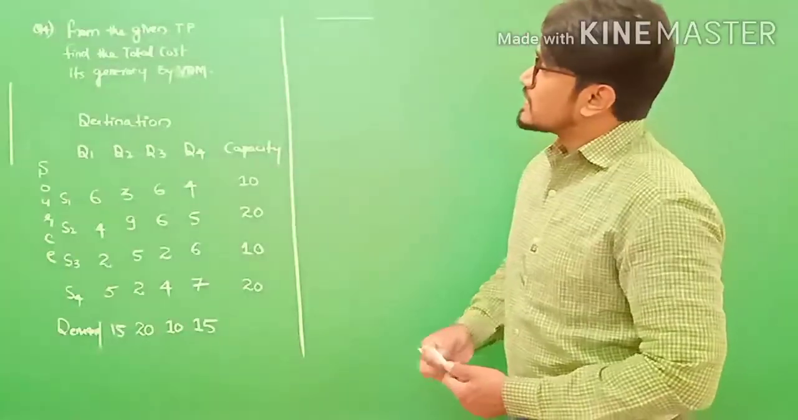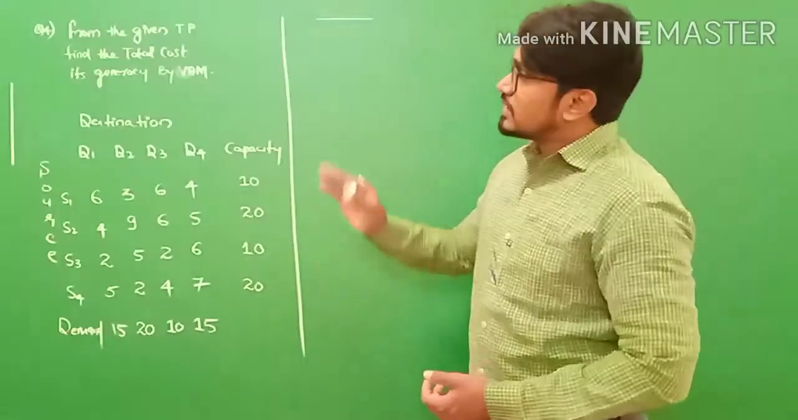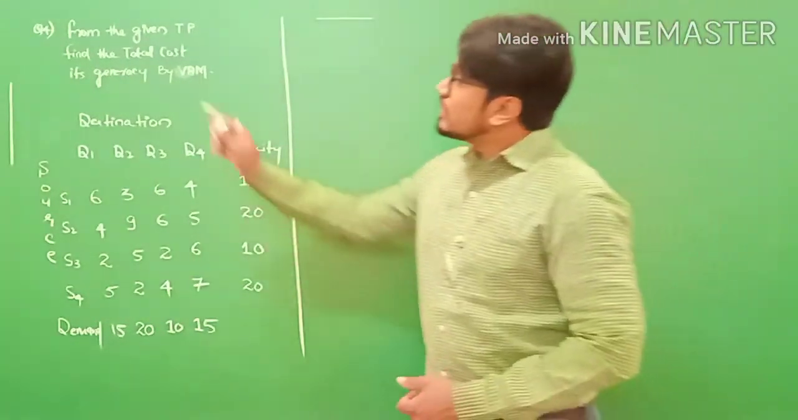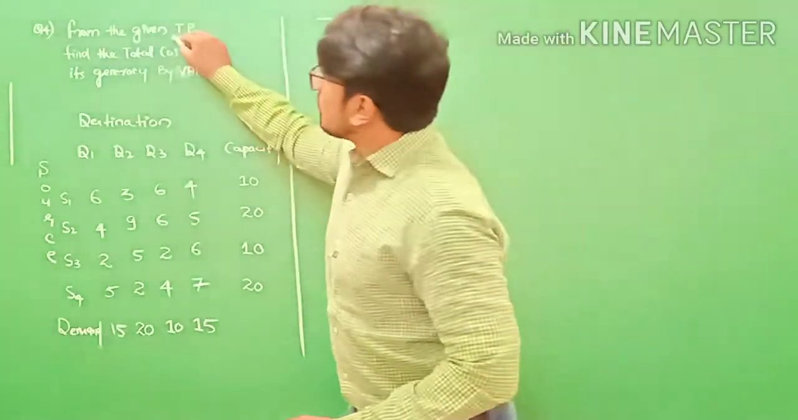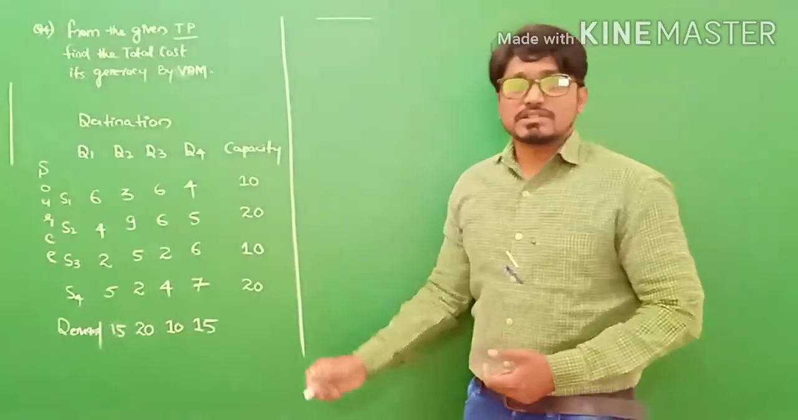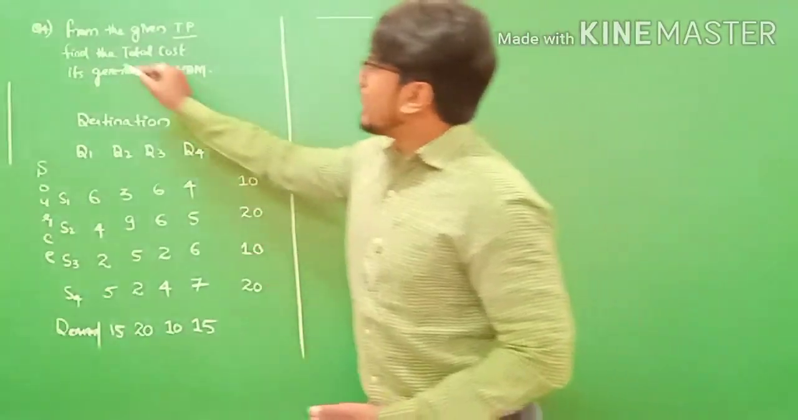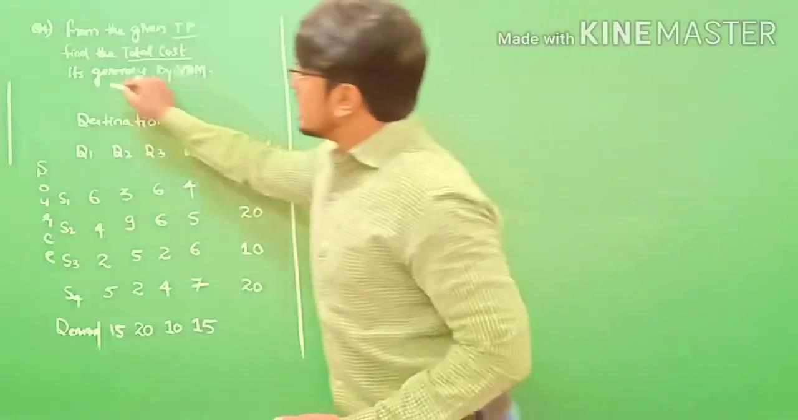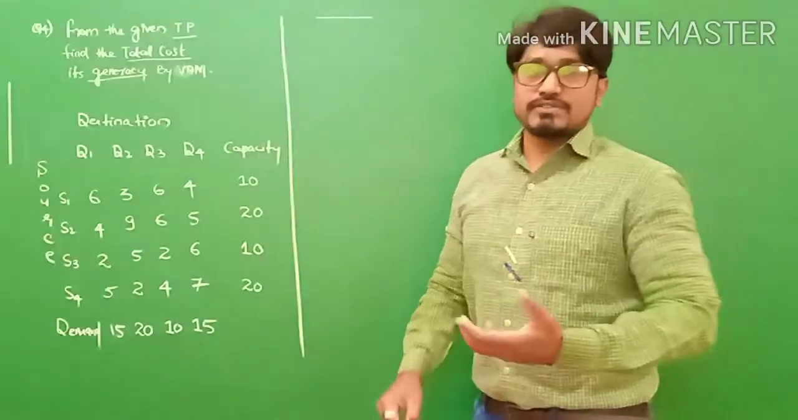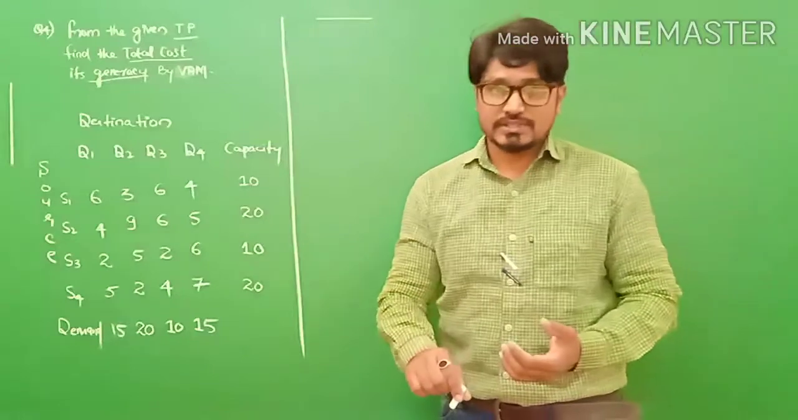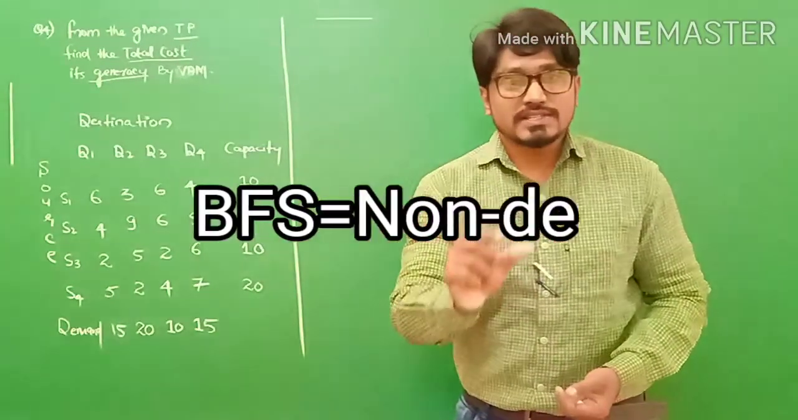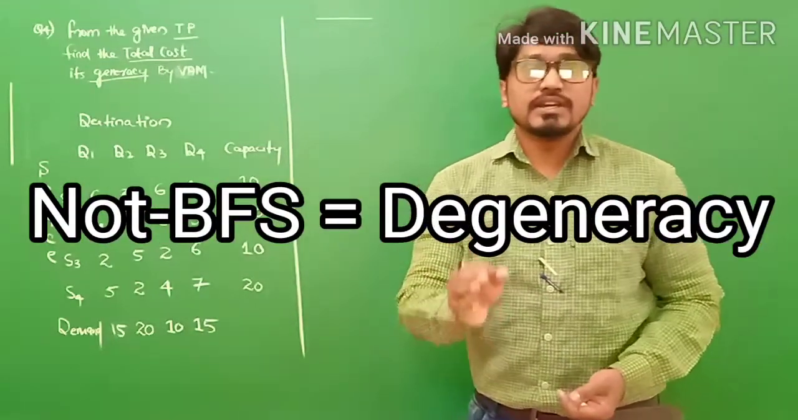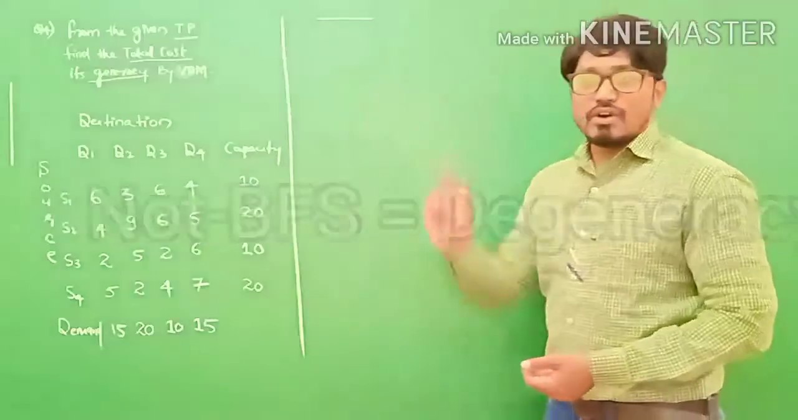See the question which is written on the board. I'm going to read it again. From the given transportation problem, we have to find the total cost and its degeneracy. Degeneracy means the status of the BFS, whether it is a BFS or not. If it is a BFS, it is said to be non-degenerate. If it is not a BFS, it is said to be degenerate. So this is all about the question.